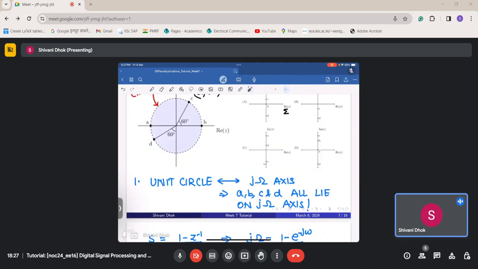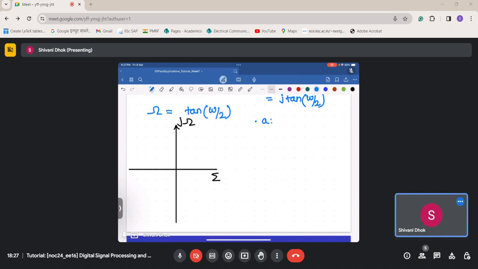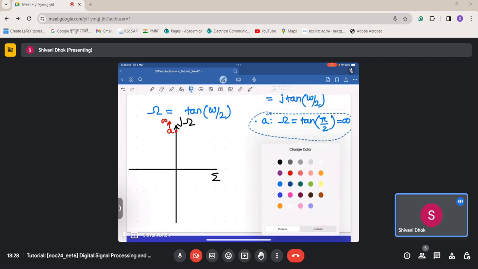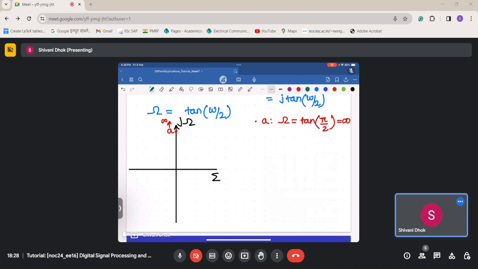How much angle does A make with the positive real axis? It is 180 degrees. So for point A, omega is tan of pi by 2, where the small omega is pi or 180 degrees, and this is equal to infinity. So my point A will lie somewhere here, at infinity. Next, let me change this color to red so that we can keep track of things. Next, let us look at B.